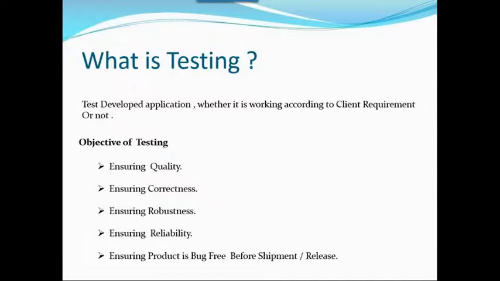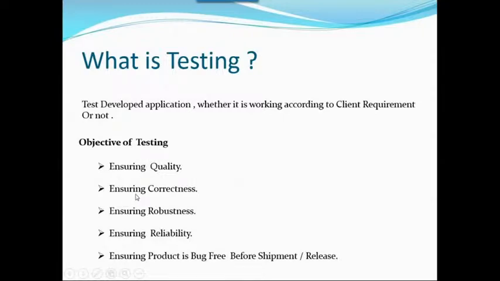Ensuring correctness and robustness, and ensuring reliability. What is the meaning of correctness and robustness? Correctness means critical functionality also we need to check. Robustness means we need to check whether it is working as per the given requirements in all areas. And reliability is one of the most important. Reliability means whether this application is user friendly or not, and we need to check that while testing. This is the objective of testing.